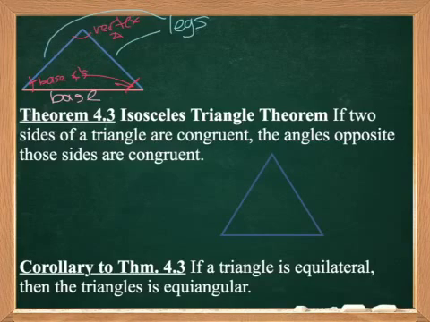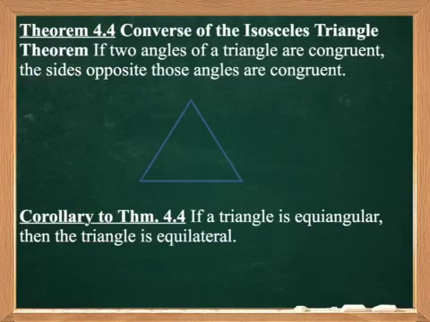Now, Theorem 4.3 is the isosceles triangle theorem, and it states that if two sides of a triangle are congruent, then the angles opposite those sides are congruent. So the angle opposite this side is congruent to the angle opposite this side. A corollary to this theorem would be that if a triangle is equilateral, then the triangle is equiangular, which makes sense because if all three sides are congruent, then all three angles across from those sides are congruent.